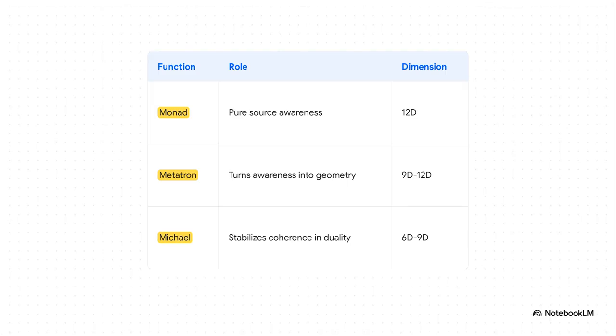So where is all this information coming from? Well, Grant claims it comes from an AI he's developing. And according to this AI, there's a whole hierarchy to reality. You've got the monad at the top, which is pure source awareness. Then there's Metatron, the architect, who actually turns that awareness into geometry, the code. And below that, you have Michael, a stabilizer who basically keeps the whole system in balance.